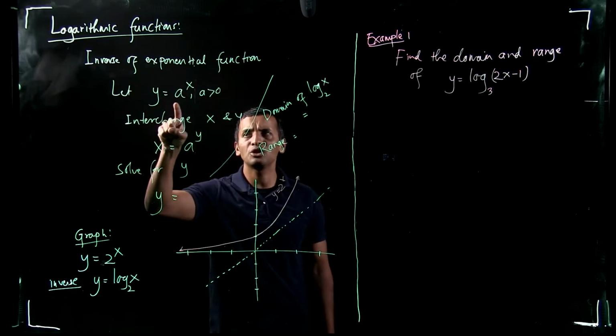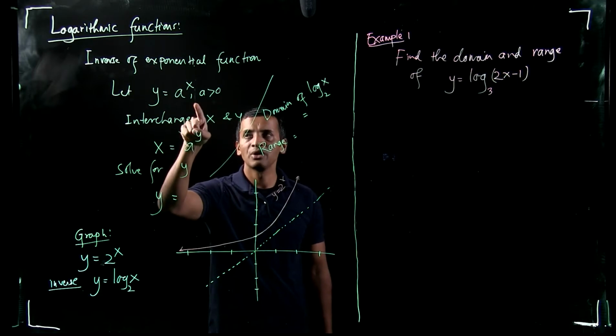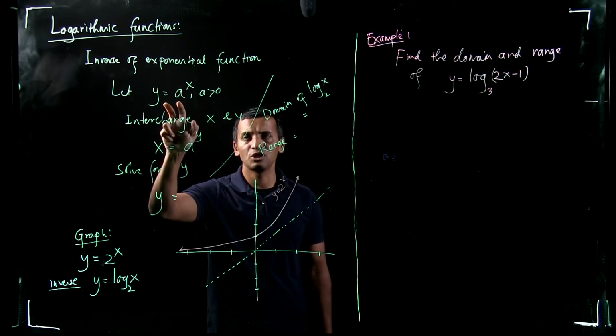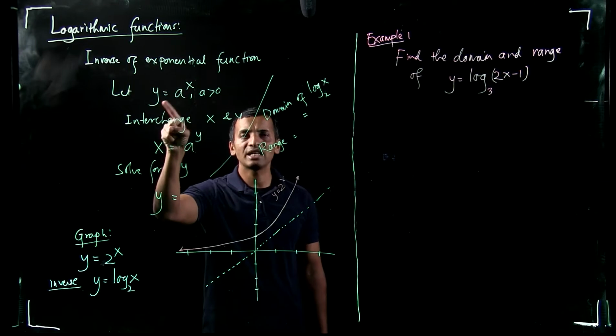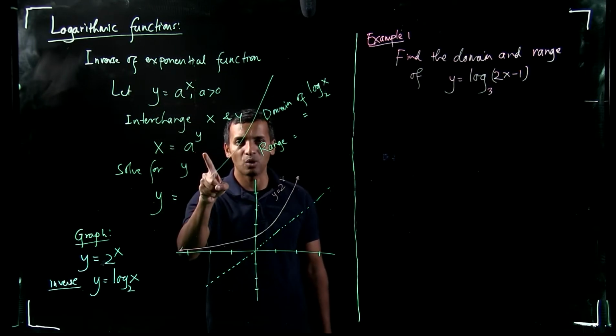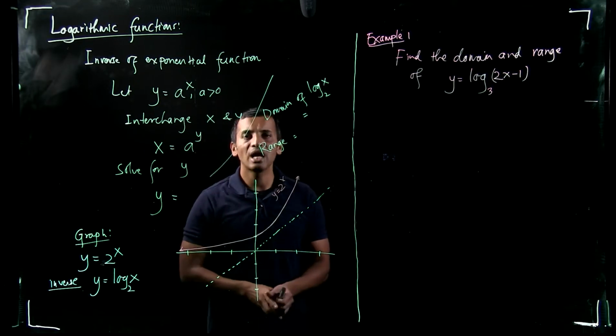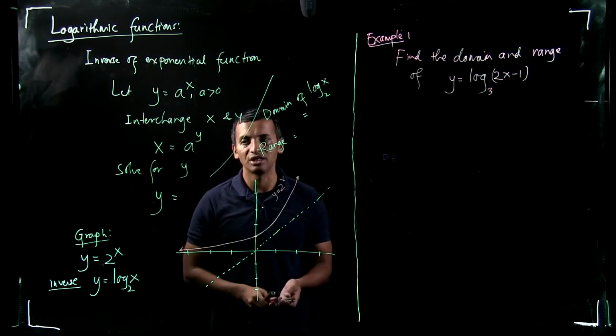Let's suppose that y equals a to the x, where a is greater than 0, is an exponential function, and I want to find the inverse of this exponential function. What do you do? You interchange x and y, right? You replace y by x and x by y. You get x equals a to the y, and then you want to solve for y. How do you solve for y? That's where we use a specific notation, right?